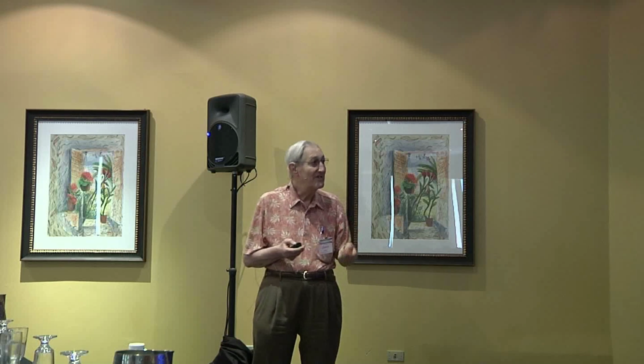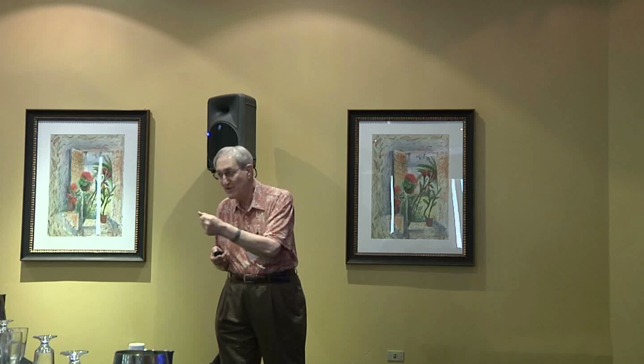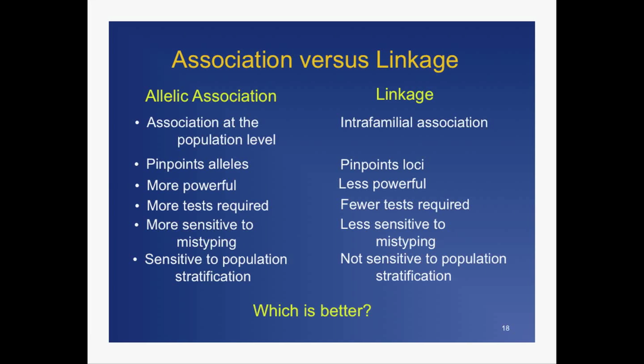Association pinpoints alleles, the actual variants. Linkage pinpoints loci, the location. It's not the same thing. And then they always said, well, association is more powerful. That's why we should do it. That's why we started doing it. It's more powerful. Linkage is less powerful.